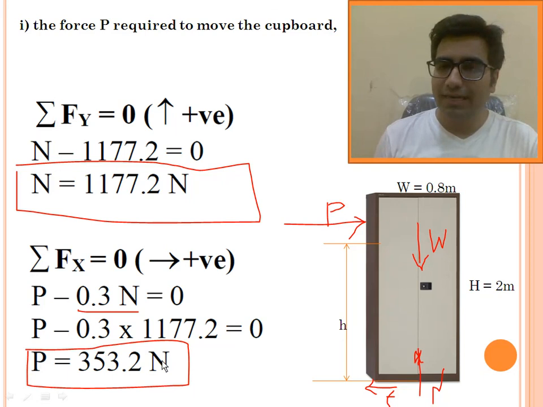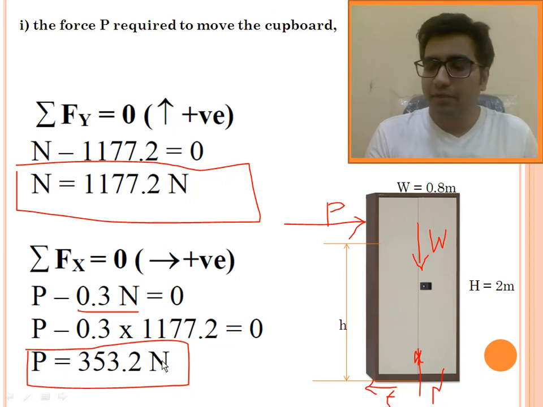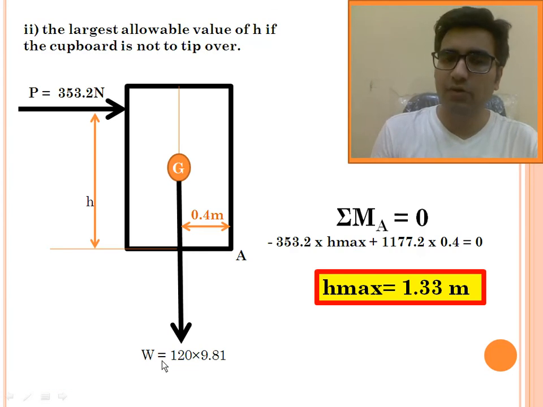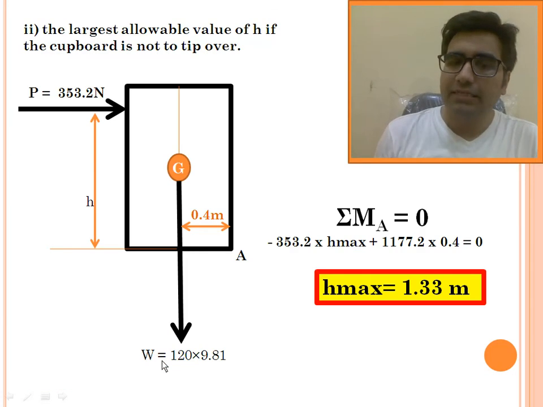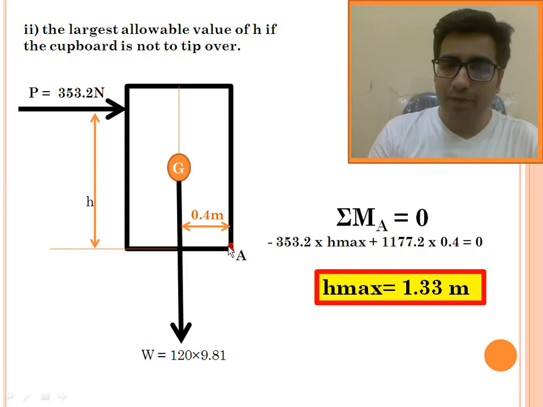So it was again a simple question, similar to the previous question. There were four forces, and here also there are four forces. Is that okay? Next, as we have already understood, when we apply a force on the cupboard, there is a probability of the cupboard tipping about the opposite edge. As we are applying a force in the right direction from the left side, about the right bottom corner it may rotate about this point A. So let's take moment about this point A. Let's keep this H as unknown.